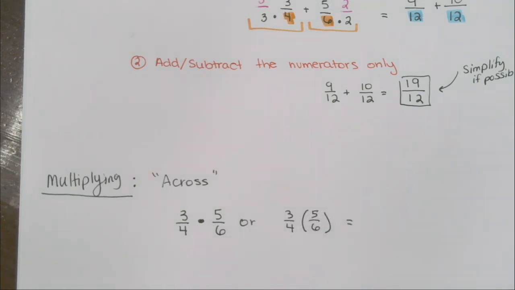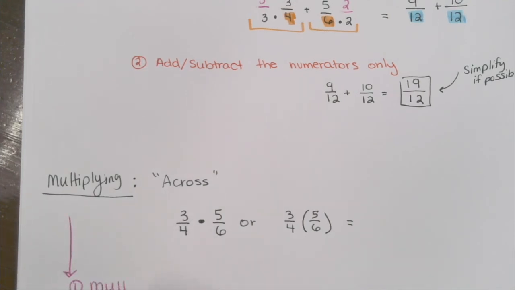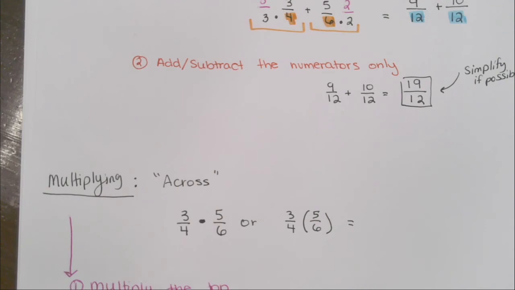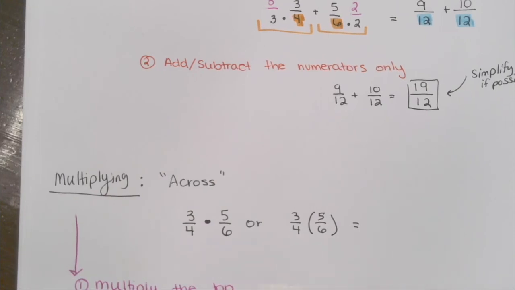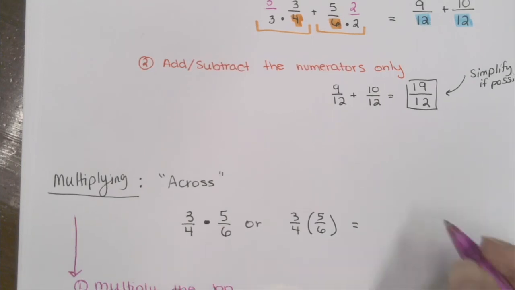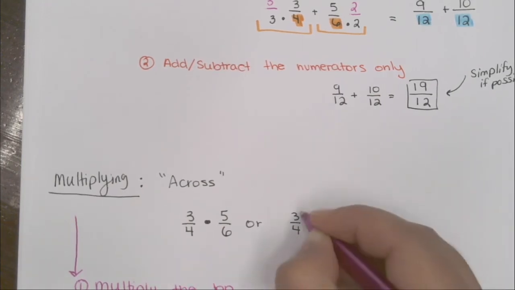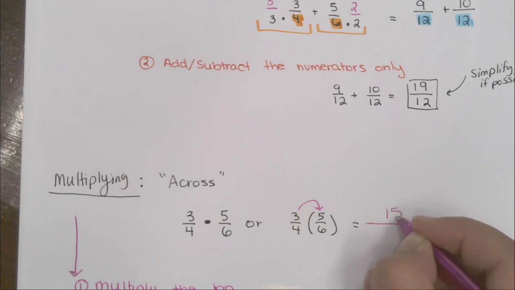Either way, what you're going to do is multiply the top. Step 2, multiply the bottom across. And then step 3, simplify if you can. So what's 5 times 3? 15. 6 times 4?